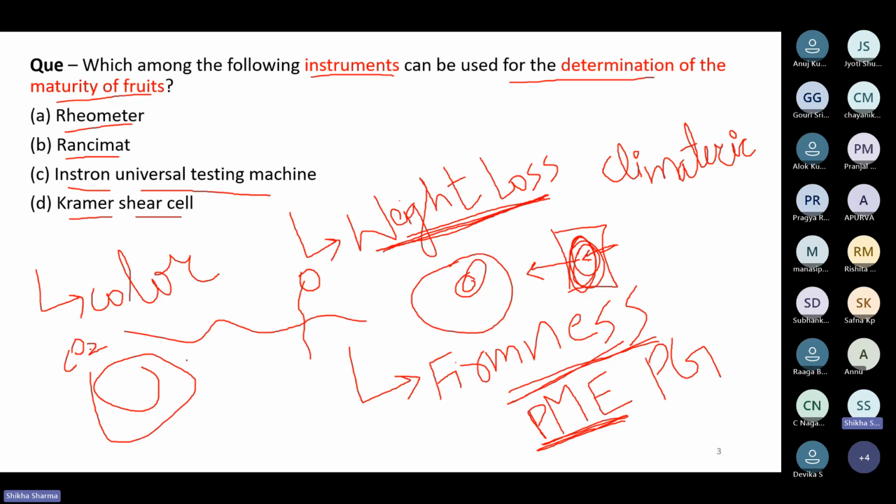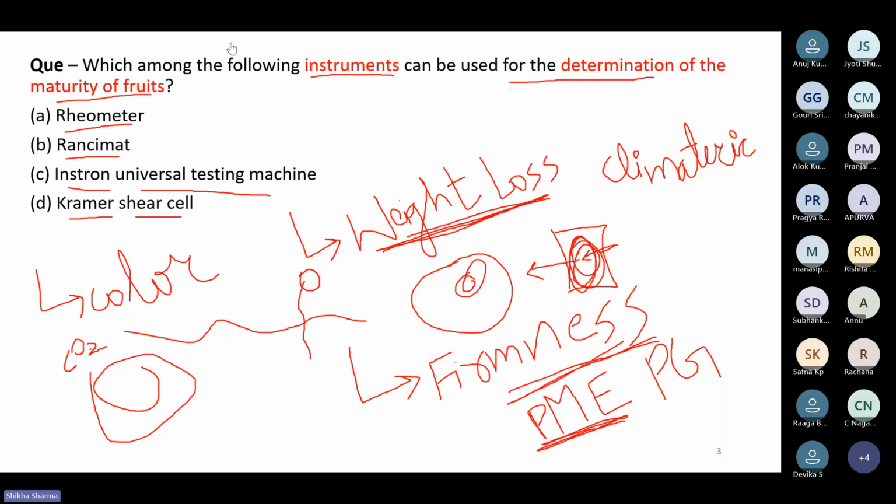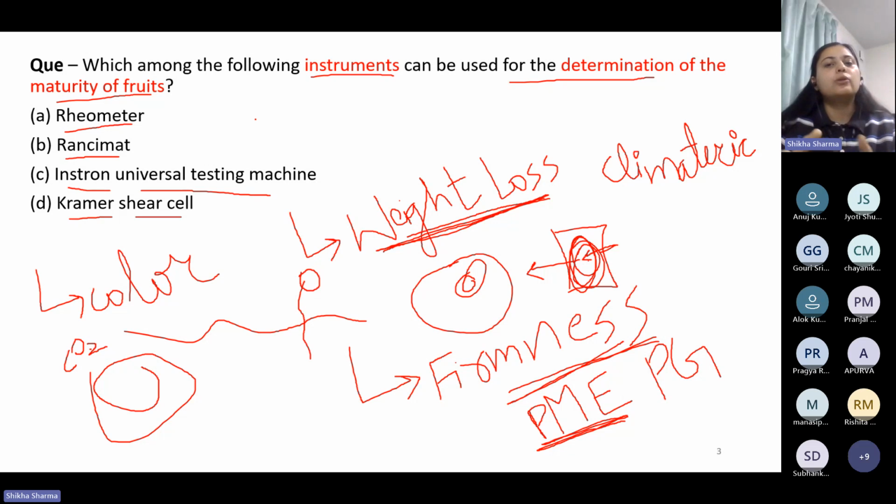So there are different properties we can measure. If a property like weight loss goes beyond maybe 5% or maybe 10%, then the maturity of the fruit is happening, like that we can see.